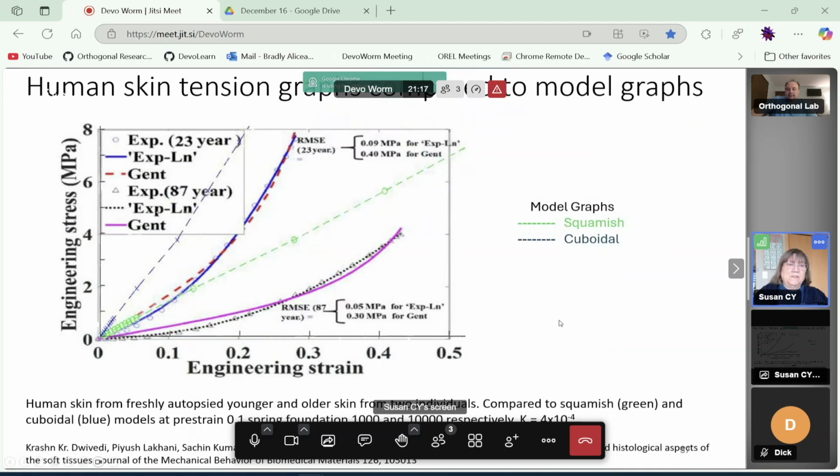And then I tried this with human skin just to see what would work. The Squamish model came in here, and the cuboidal model is here. The cuboidal model, we're saying, sort of matches the young skin, but the Squamish model kind of does too. And this is older skin on the bottom. So there is somewhat of a match, and if I worked on this more, I could get it to match better, with a slightly different model.